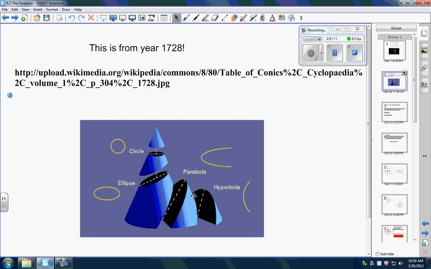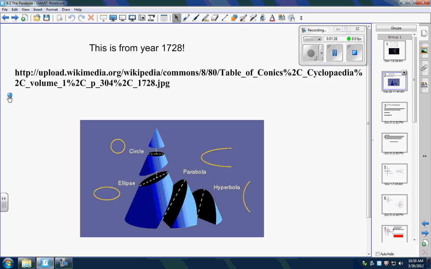Here's another picture of how these things happen, just with the single cone. A circle slices it parallel, an ellipse slices it at an angle, a parabola slices it so you get some of the bottom. In the hyperbola, you get two parabolas, one top and one bottom.